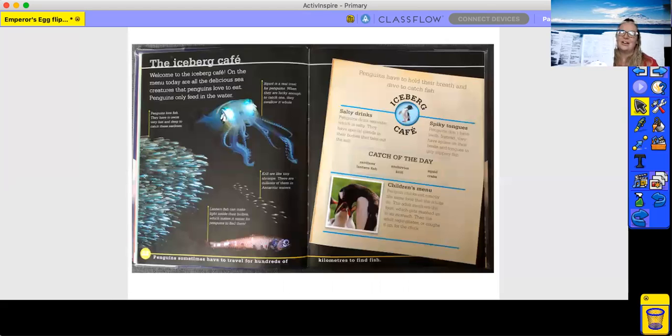So here is the Iceberg Cafe page. This is the main page from the contents page. Lots of exciting information on there. Have a read of it now with your adult.